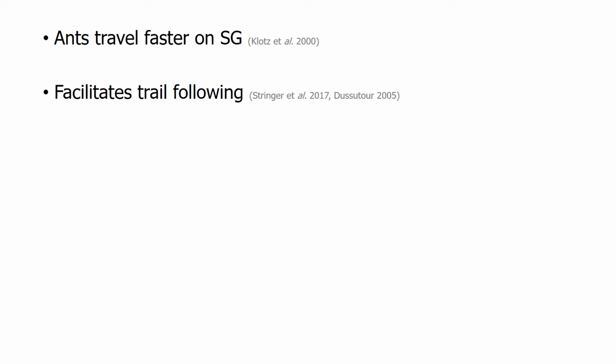And structural guidelines, as a short definition, are any features on the surface that are longitudinal, that is something like a wall or an edge or a ridge or a groove, like anything like a stick or, you know, between 2 concrete slabs. And previous research on the behavior of ants on these structural guidelines has shown that ants travel faster on them, and if there is a pheromone trail laid by other ants, then the ants follow these trails more easily or readily when there are structural guidelines.